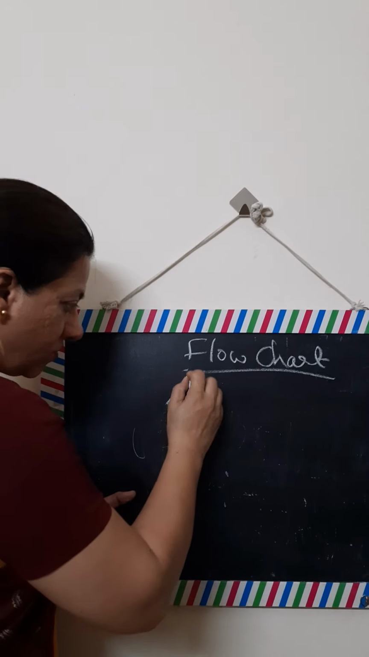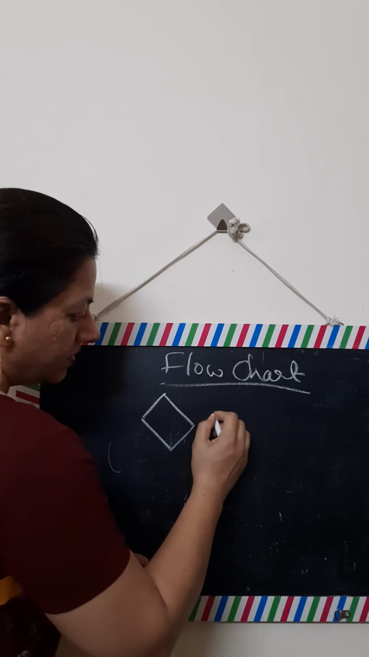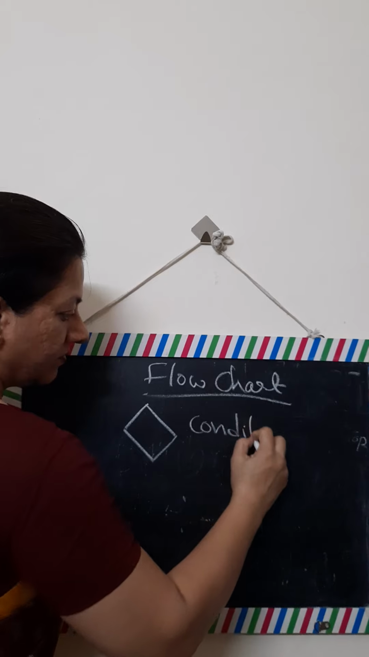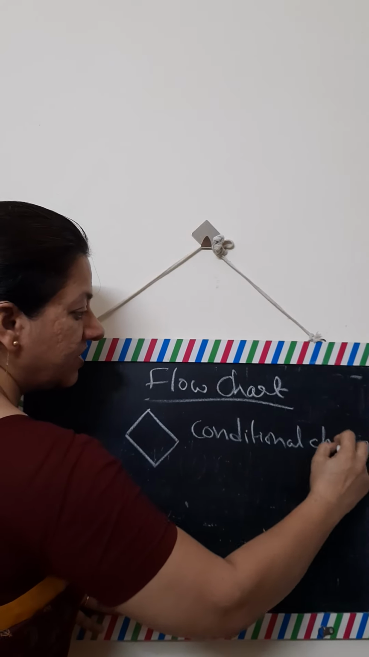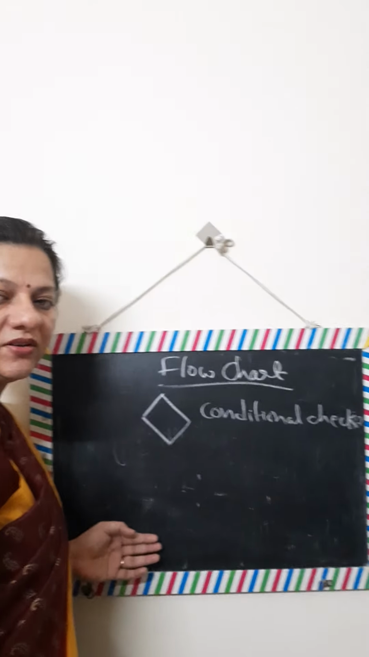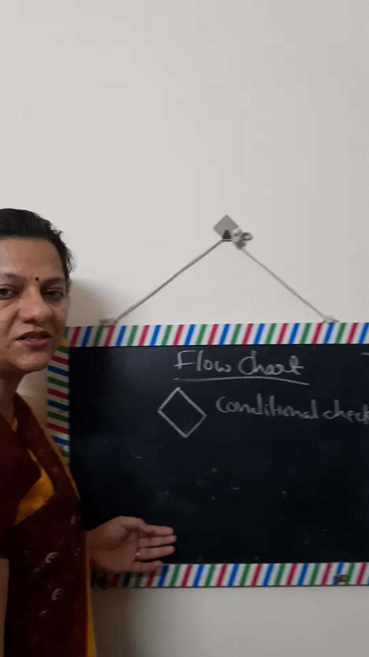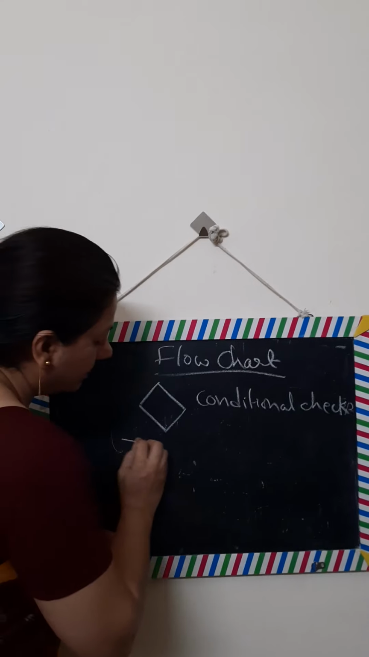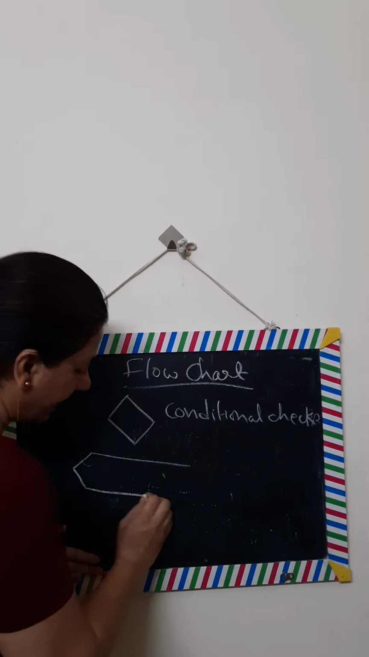The next one is a rhombus. This is going to be for conditional check. As soon as I said conditional check, do you remember our second example, what we did in algorithm? We said marks is less than 35. So that's a condition check. So you will need this. And the last one is a hexagon, which is a flattened hexagon.